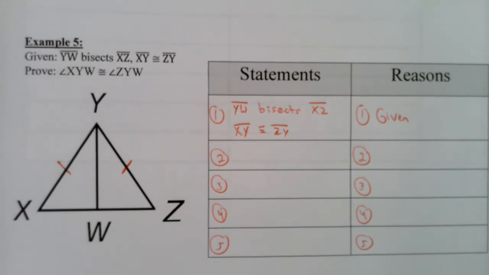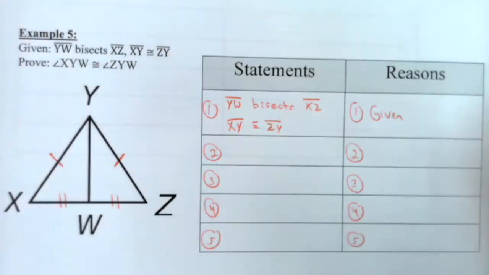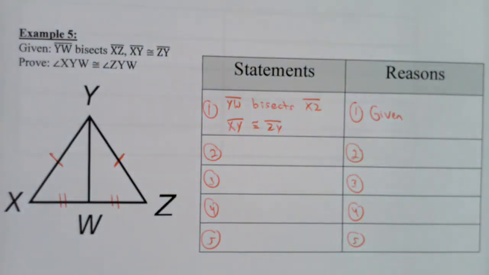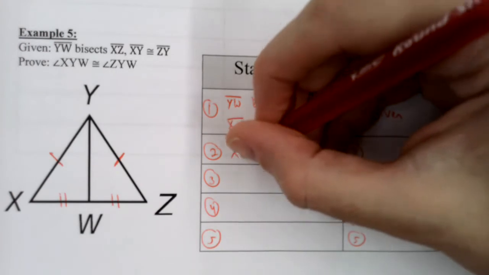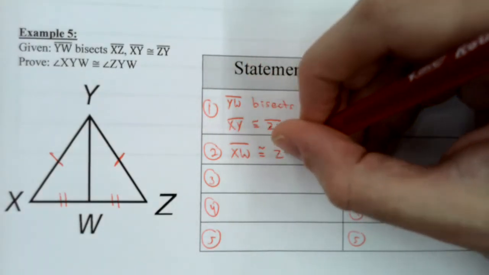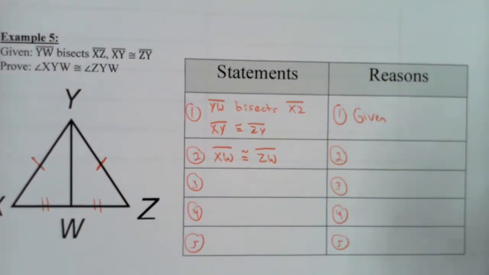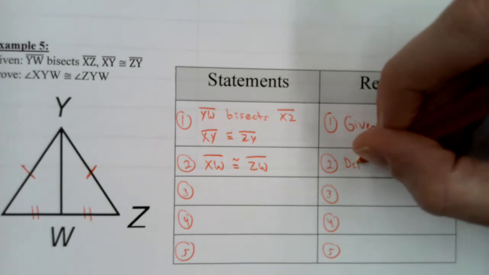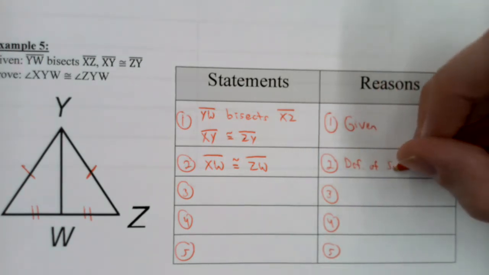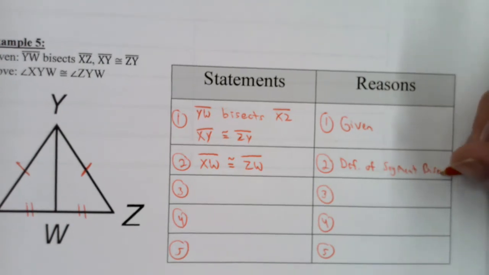Okay, so YW bisects XZ. That means XZ is cut in half. So this half is congruent to that half. So I'm going to say that segment XW is congruent to segment ZW. That's the definition of a segment bisector.